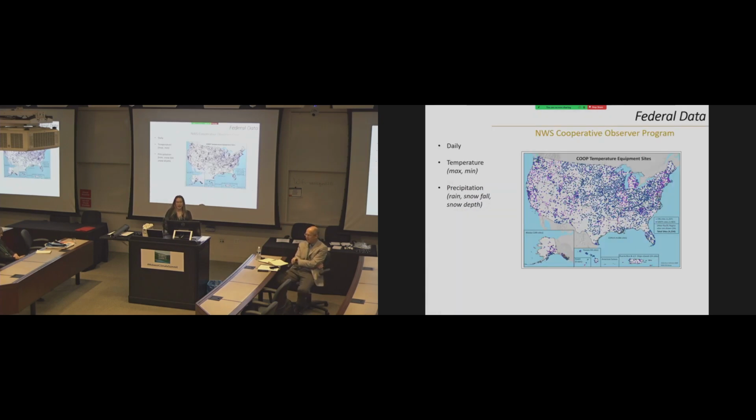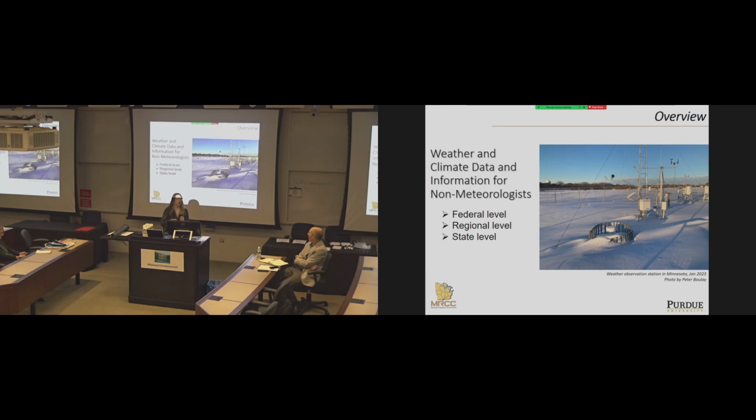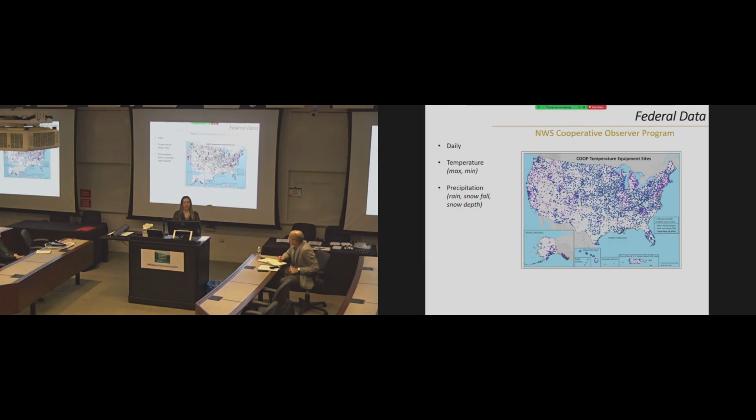So like I said, I wanted to first start with our federal level. So I'm just going to run through a couple of things just to kind of get you thinking about where does this climate data that everybody talks about actually come from. So has anybody ever heard of a co-op observer, the National Weather Service Cooperative Observer Program? I saw one faint hand.